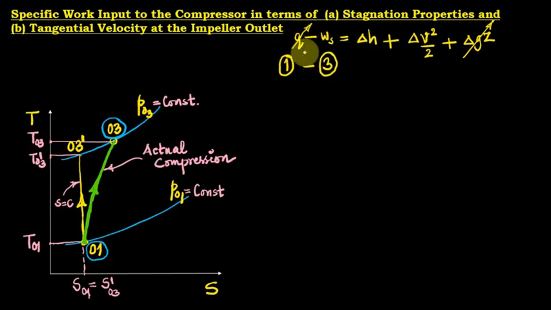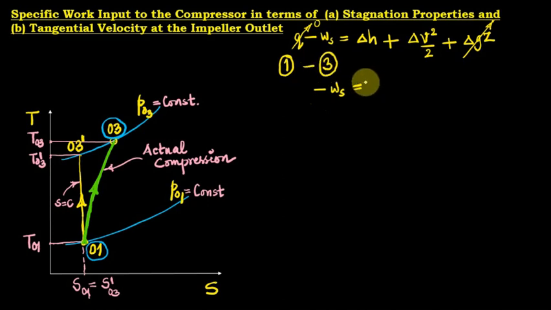So obviously Q will be 0. It is an adiabatic environment, not isentropic. In actual practice, if Q is there, we will consider that also, but for the time being we consider that the heat transfer effects are neglected. So Q is equal to 0. Therefore, minus Ws is equal to delta H for 1 to 3.